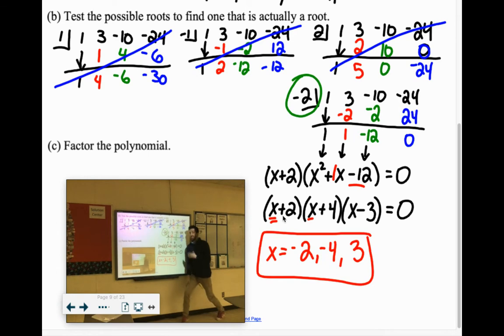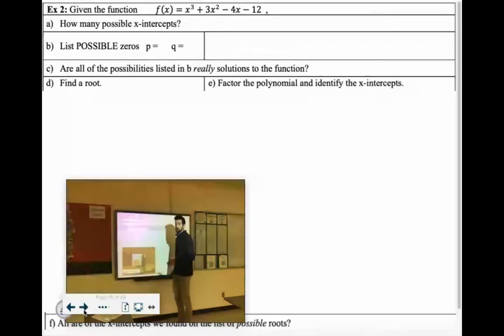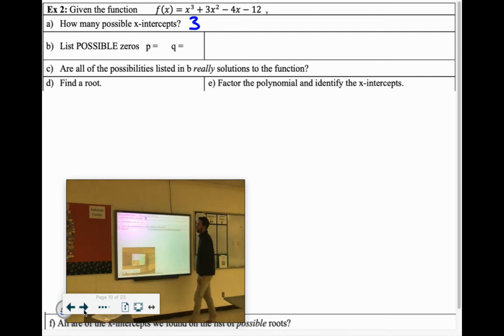So once you find one of the zeros, it's a little quicker and a little bit faster and so much more exciting. So let's try one out here. Given the function f of x equals x cubed plus 3x squared minus 4x minus 12, how many possible x-intercepts? Remember, you could look at the degree of this polynomial, which is the third degree. So we need 3 zeros, they might have some multiplicity. They might be the same zeros. List all the possible zeros.